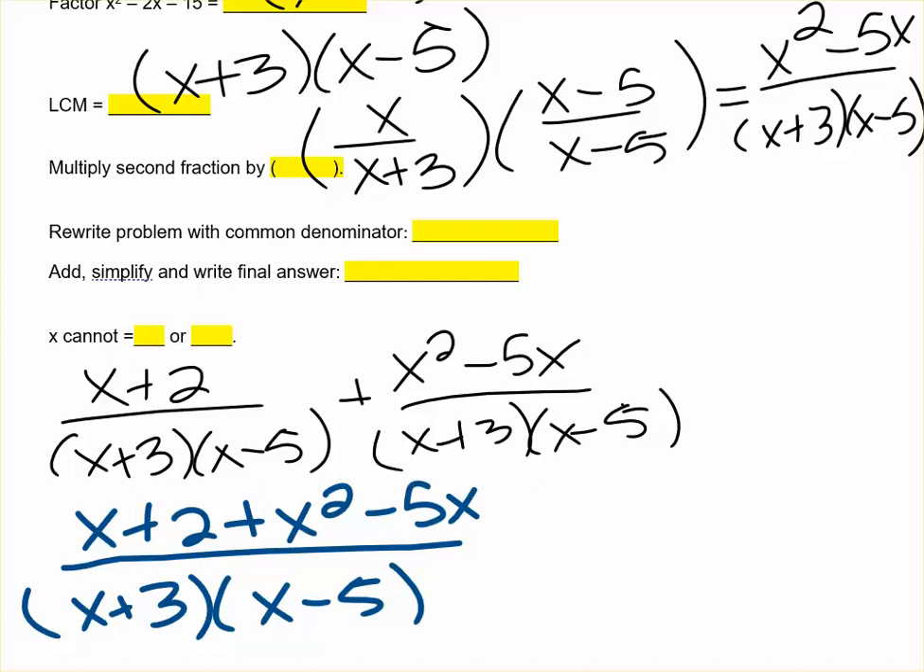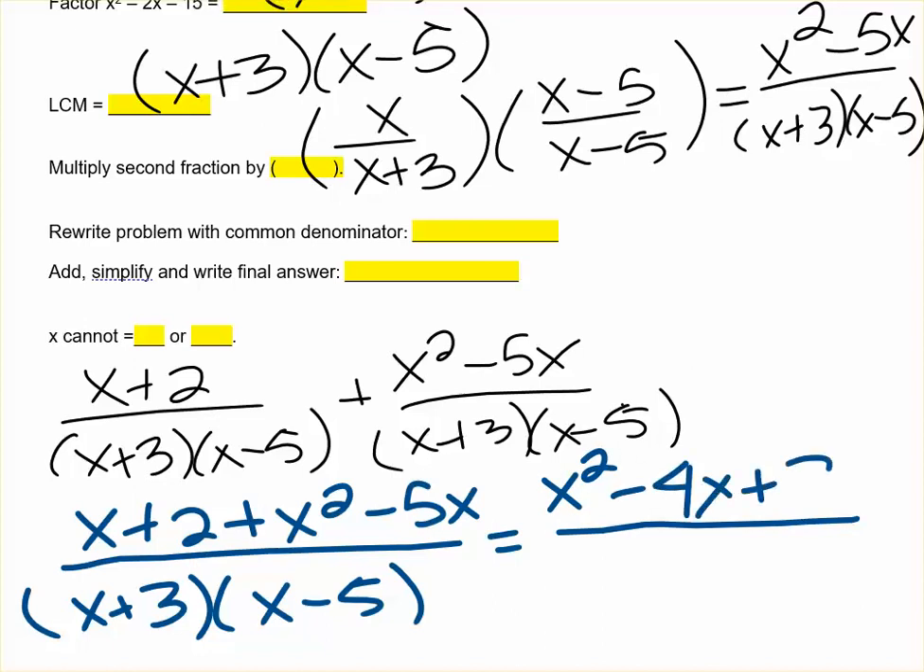We're going to combine our like terms in the top and also put my x squared terms first. So x squared minus 4x plus 2 over x plus 3, x minus 5.